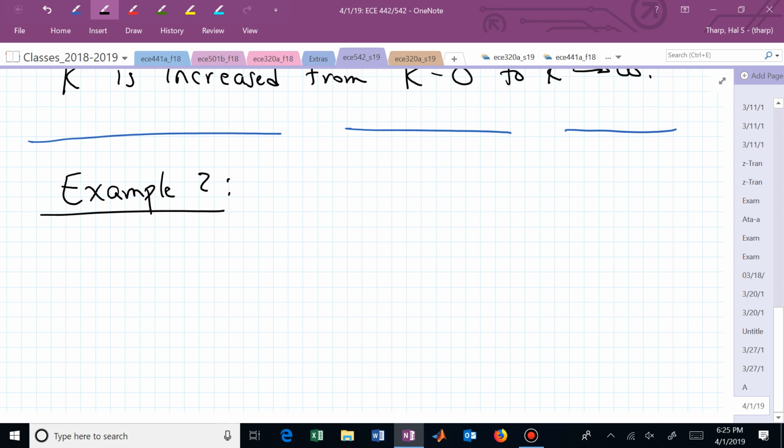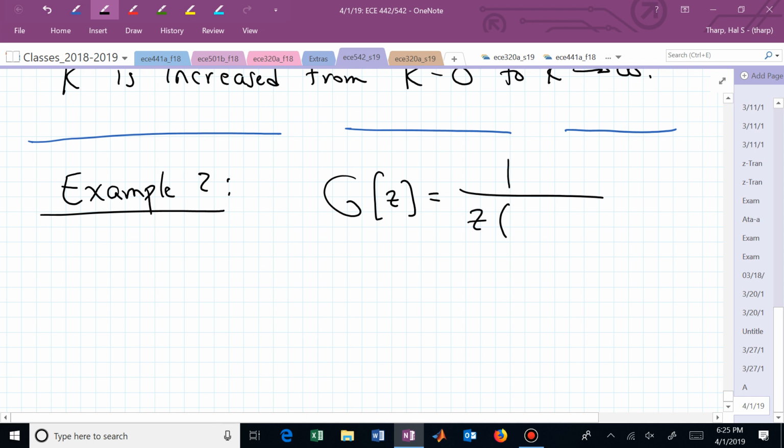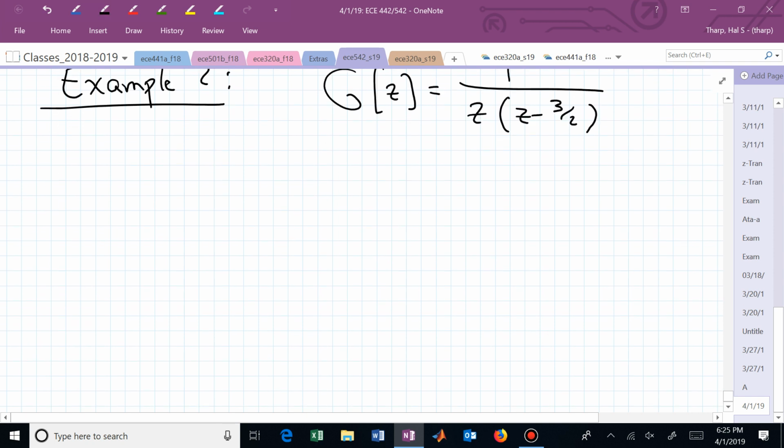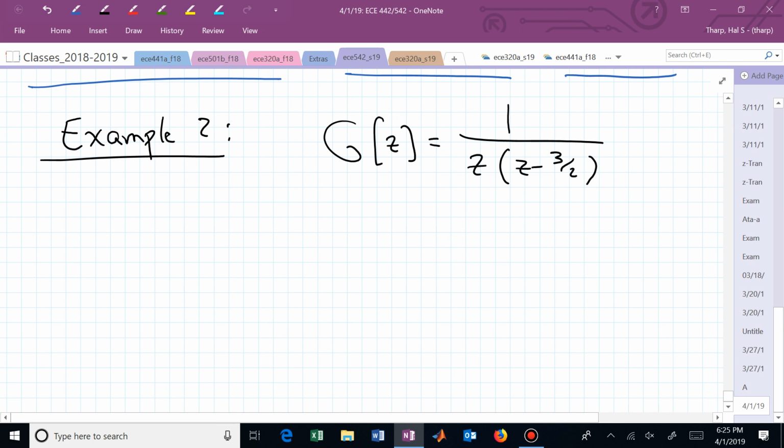So now, example 2. Suppose we have g of z equaling 1 over z, z minus 3/2. Is that system stable in the open loop? Is that an open loop stable system? No. Our poles are at 0 and at 3/2. We just need one pole outside the unit circle to cause everything to be unstable.